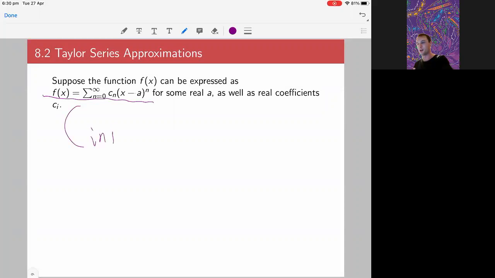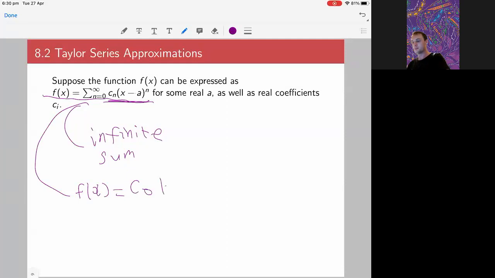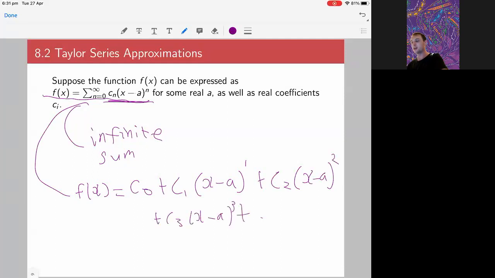So hopefully you all remember what infinite sums are. I've got an infinite sum, and the point is all of these terms in here are just polynomials. So let's write out the first few terms to see what this looks like. f of x equals C0 plus C1 times x minus a to the power of 1 plus C2 times x minus a to the power of 2 plus C3 times x minus a to the power of 3, and so on. Hopefully you get the pattern here. Let's say that f of x actually looks like this, and let's say we've got these coefficients like that.